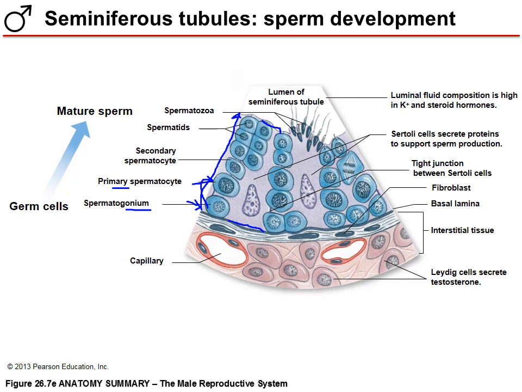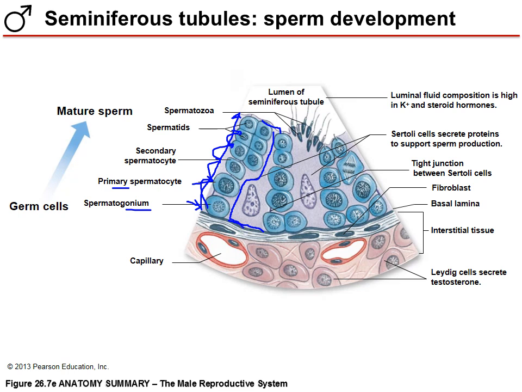Now, as these spermatocytes differentiate and start developing into sperm, or become more mature, they move inward towards the tubule lumen. So as they go through this whole process of meiosis, they move inward, but still continuously being surrounded by these nourishing Sertoli cells.